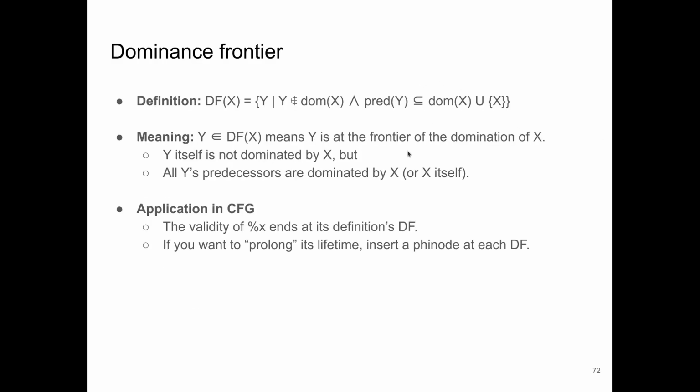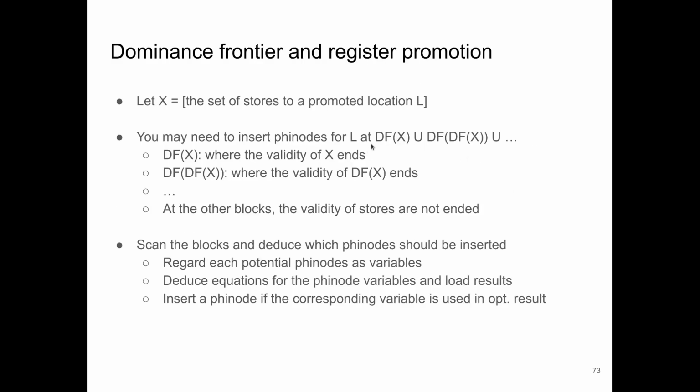So this is basically the union of DF^i of X. You can calculate them by using a simple iterative algorithm. So here is an expression again. DF of X is where the validity of X ends. So probably you need to insert phi registers at the beginning of these blocks. And DF of DF of X is where the validity of DF of X ends. So probably you need to insert another set of phi registers at the beginning of these blocks, and on and on and on.